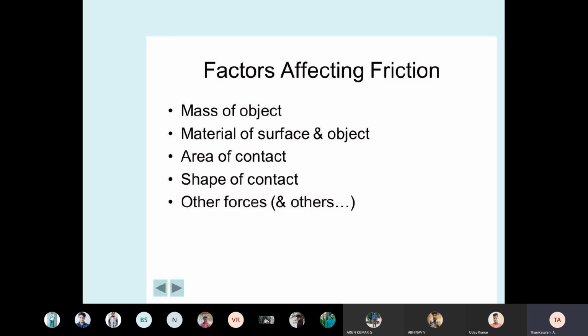Factors affecting friction: mass of the object, materials of the surface of the object, area of contact, and shape of contact. Which shape? Whether rectangular or square. Based on the shape, the friction may increase or decrease.